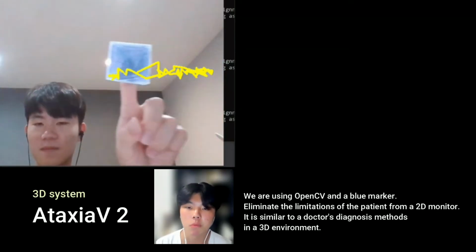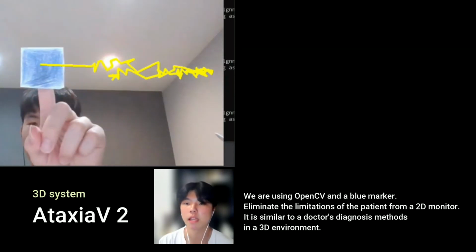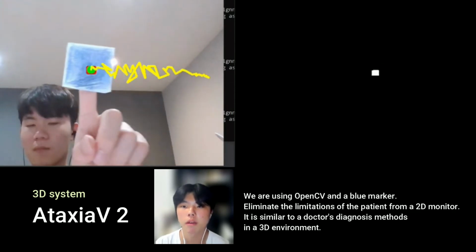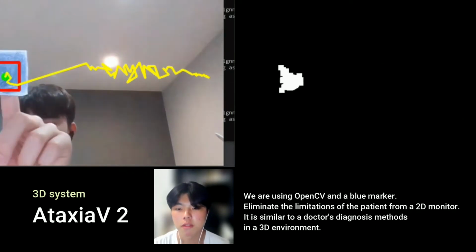Using OpenCV and a blue marker, AtaxiaV2 aims to eliminate the limitations of the patients on a computer screen by conducting the experiment in a 3D environment, which is similar to current diagnosis methods.